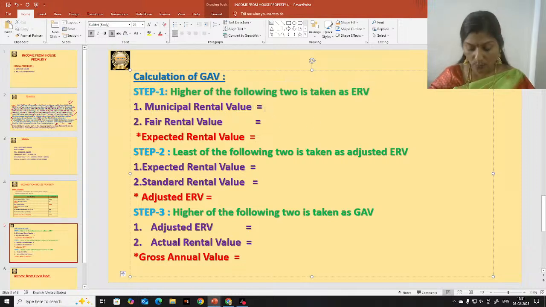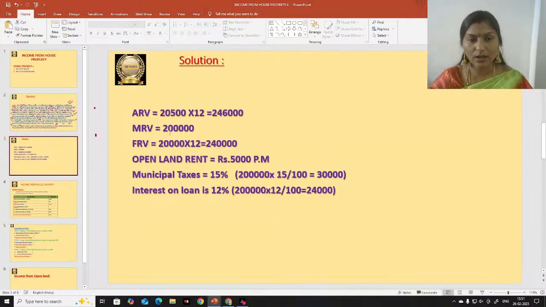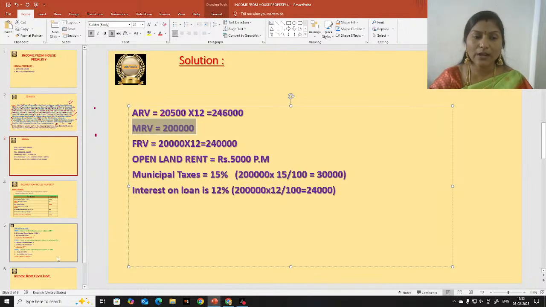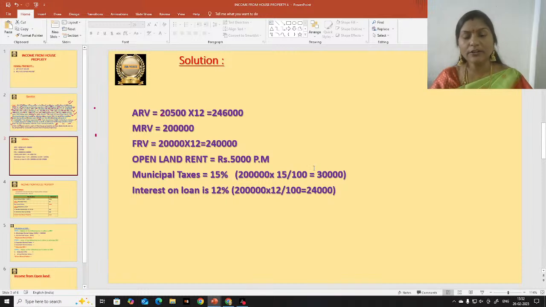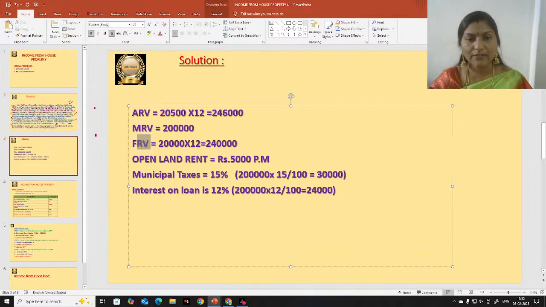So what is the first one? Municipal rental value, MRV. So MRV is how much? We already took it here in the question. It is 2 lakhs. So we are going to take 2 lakhs now. MRV is 2 lakhs. Let us go and take 2 lakhs in the place of MRV. Next, fair rental value is the second one. Fair rental value short form is FRV. So FRV, how much have they given in the question? Let us check. Already we took FRV in the information box. FRV is 2,40,000. So let us take 2,40,000 in the place of FRV.